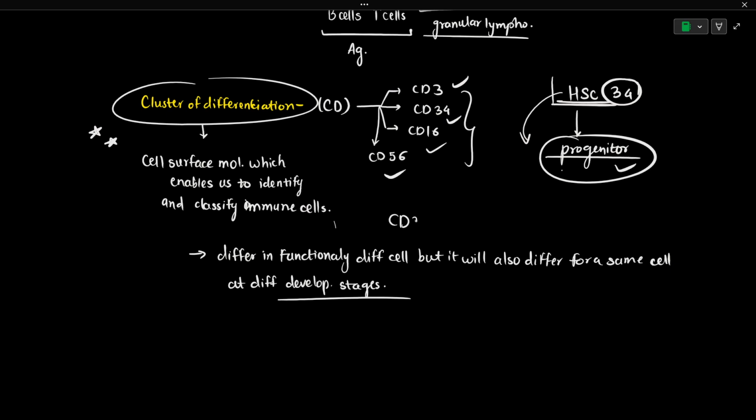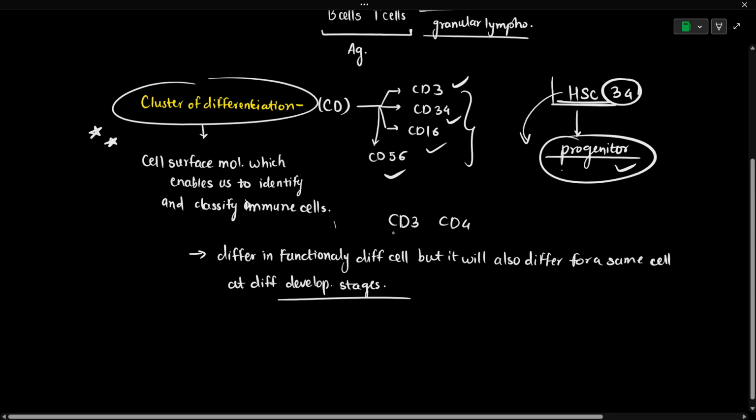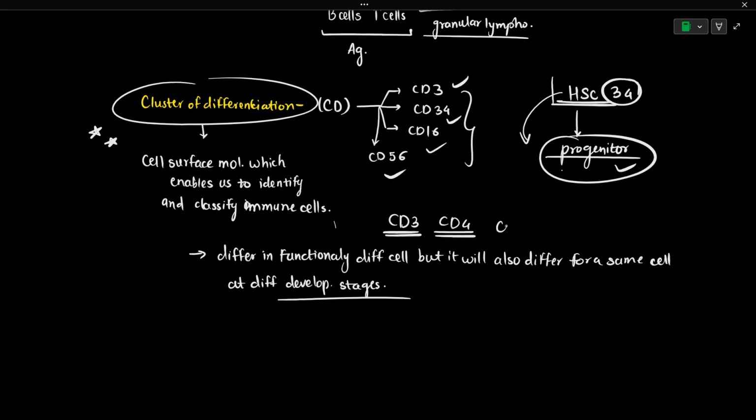CD3 was found before CD4, and that is why it was named CD3, and this was named CD4. Whereas CD19 or CD16 were found much later. So the nomenclature is quite simple: we simply name them according to their date of discovery. The first discovered one will have a lower number, and the later discovered one will have a larger number.